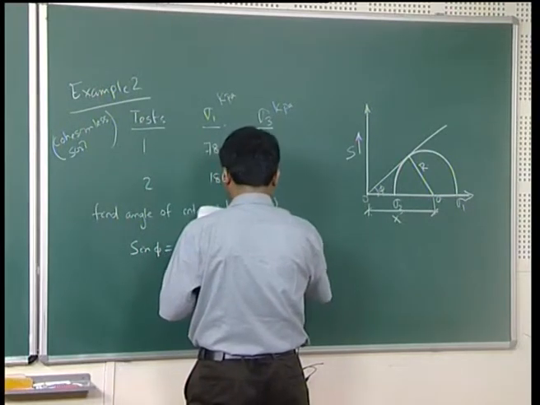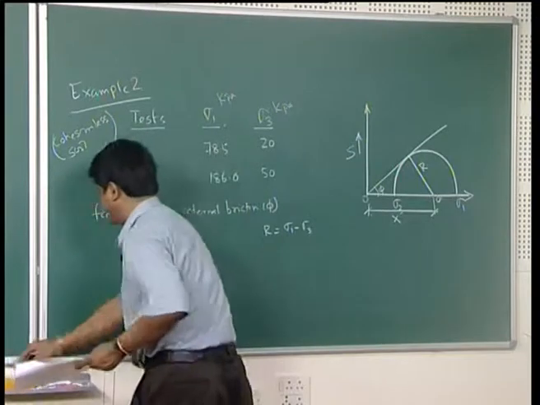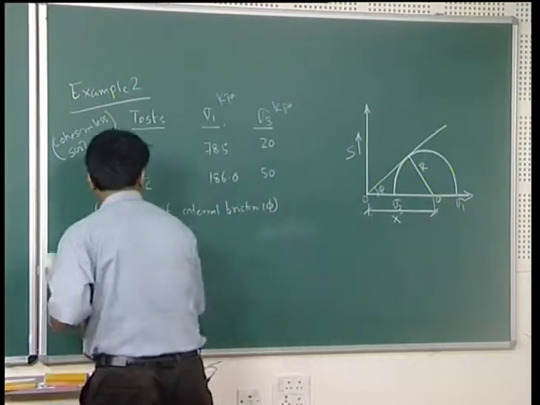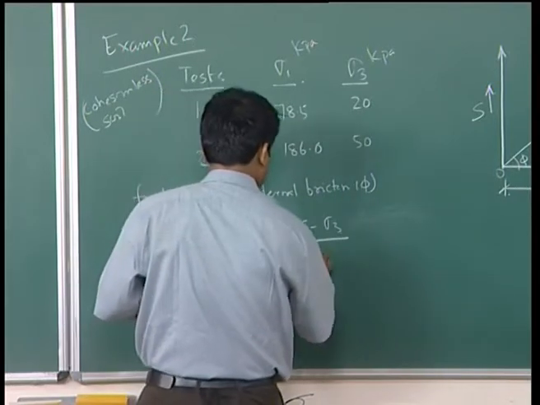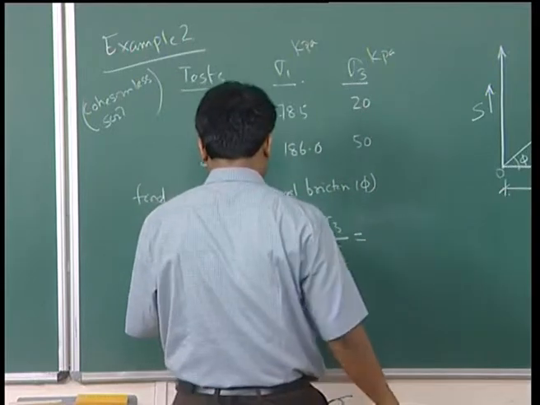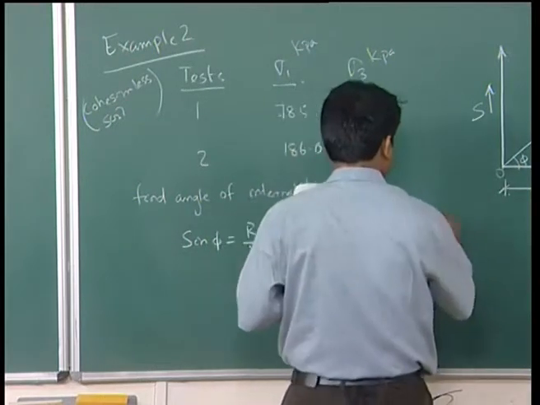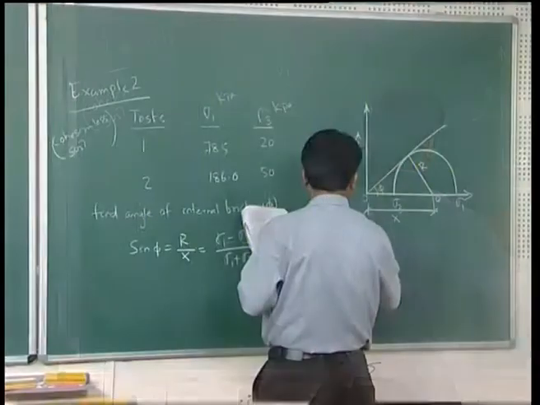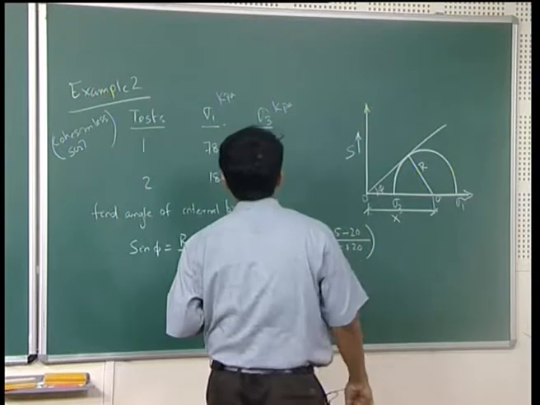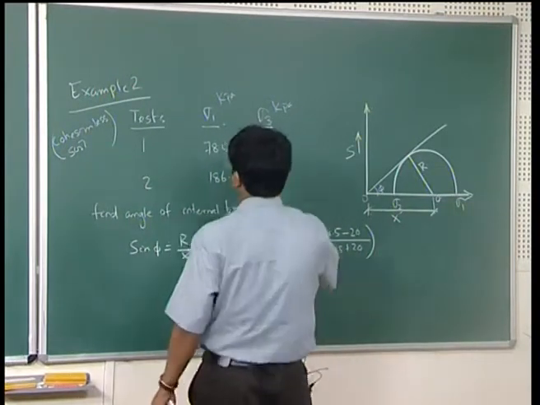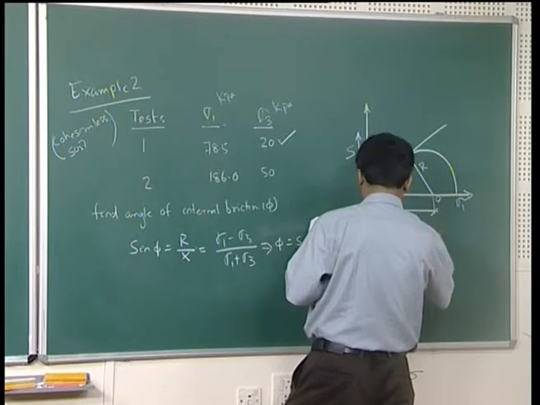r is equal to sigma 1 minus sigma 3 by 2, and x is equal to sigma 1 plus sigma 3 by 2. So from there, sin phi is equal to sigma 1 minus sigma 3 by sigma 1 plus sigma 3. Then phi is equal to sin inverse of 78.5 minus 20 by 78.5 plus 20. I have considered this for test set 1. Then from there you will get 36.4 degree.